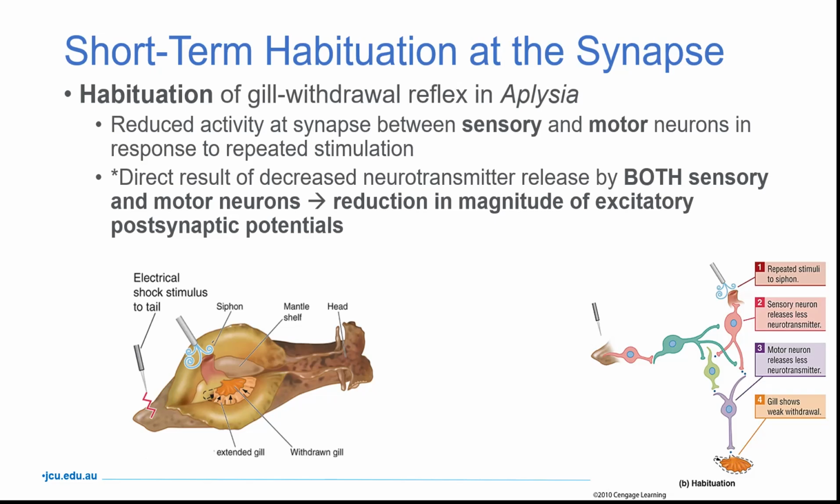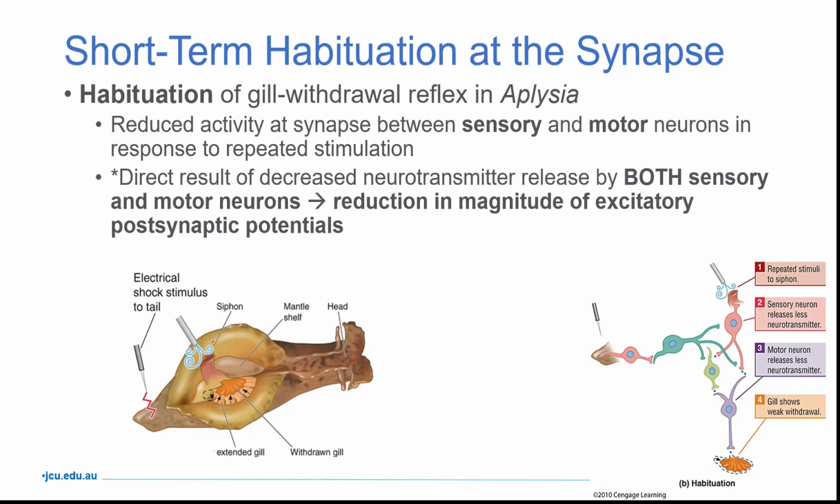First of all, we talk about habituation. It's reduced activity at the synapse between the sensory and motor neurons in response to repeated stimulation. On the diagram, you can see where it is. I'm pointing at the sensory neuron right now, and the motor neuron is the one at the bottom right corner of the slide. Then we also have this interneuron, the flat one that looks like a horizontal cell.